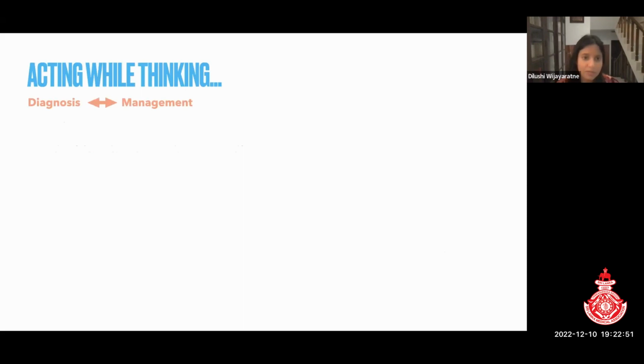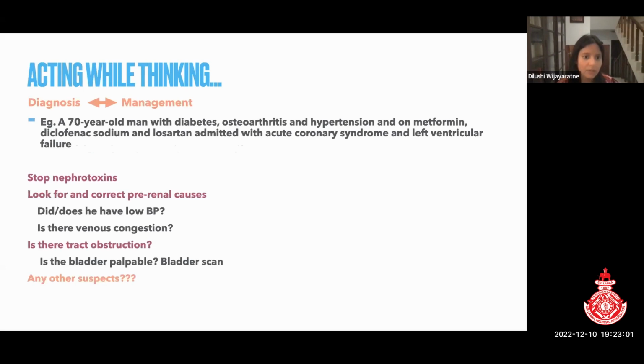Right. So whenever we are managing these AKI patients, remember it's an emergency. So while we are thinking, we are acting as well. And diagnosing and management go hand in hand. So what should we do? We have to stop anything that's nephrotoxic, look for and correct the pre-renal causes. So we looked at the blood pressure, we looked at venous congestion. If there's congestion, we can give diuretics.